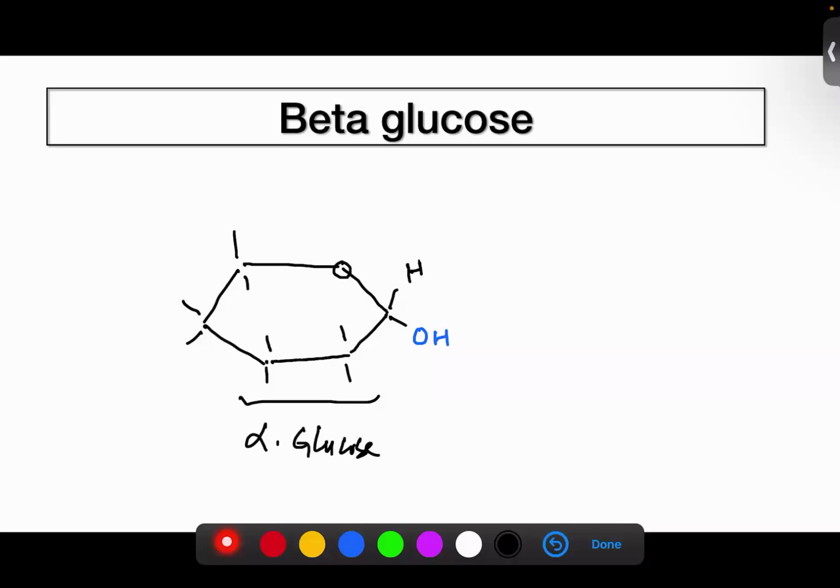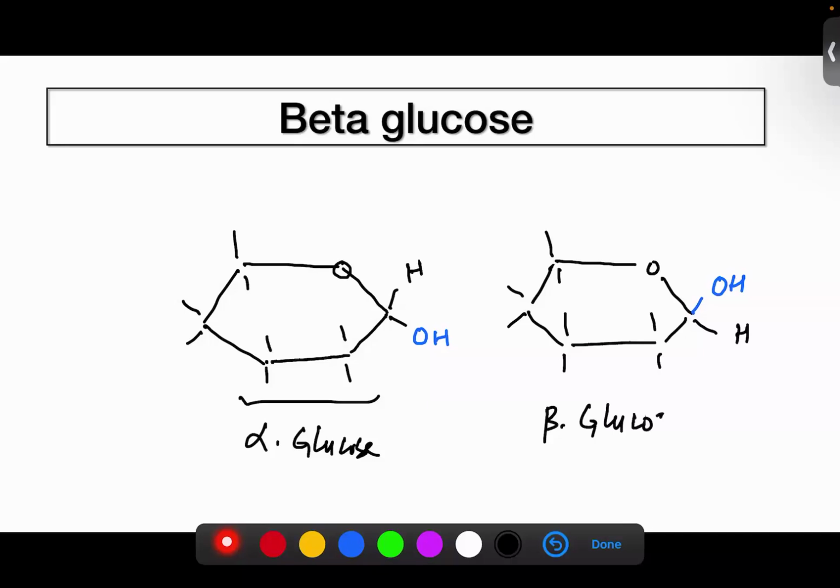Okay, but how would it differ in the case of beta glucose? If I draw that, this is an O, this is C, and this is C. So this is a hexagonal ring again. The rest of the other carbons have the same arrangement of hydroxyl groups and hydrogen on them, but carbon number 1 now has an OH group here above the plane, and an H here below the plane of the ring. So this is beta glucose.